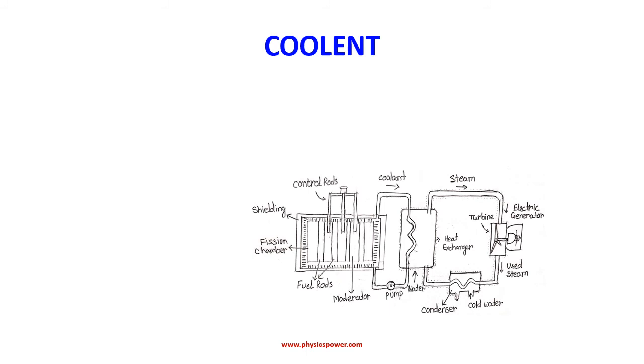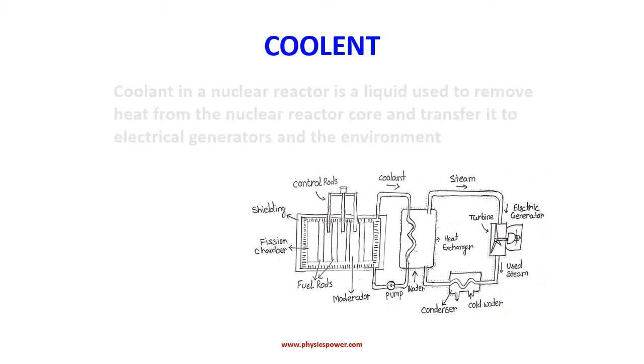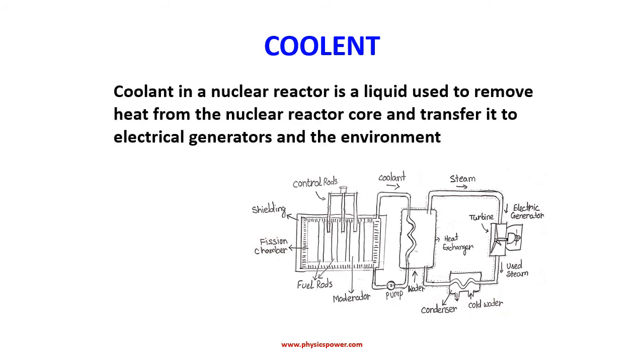Next, one more important one is the coolant. Actually, due to the coolant only we are getting the heat from the nuclear reactor. We send a particular liquid which can absorb the heat, and that heat will be given to the water to convert it into steam, and with that steam we run the turbines to get electricity. So the coolant in a nuclear reactor is a liquid used to remove heat from the nuclear reactor core and transfer it to the electric generators. Meanwhile it will also give some amount of heat to the environment.